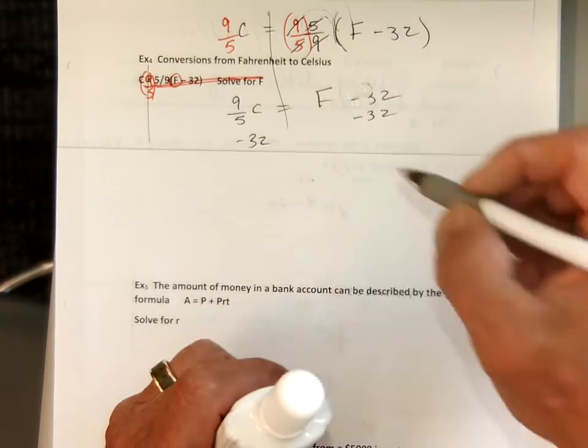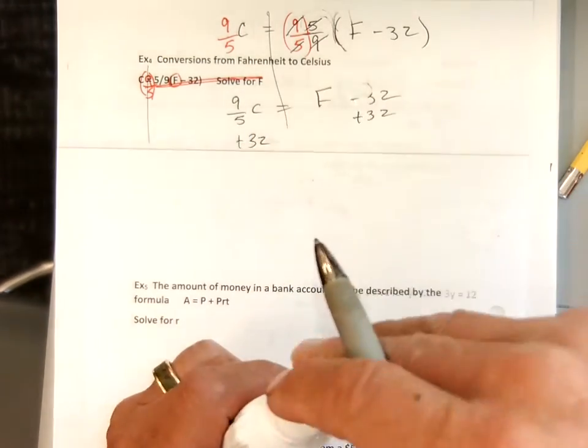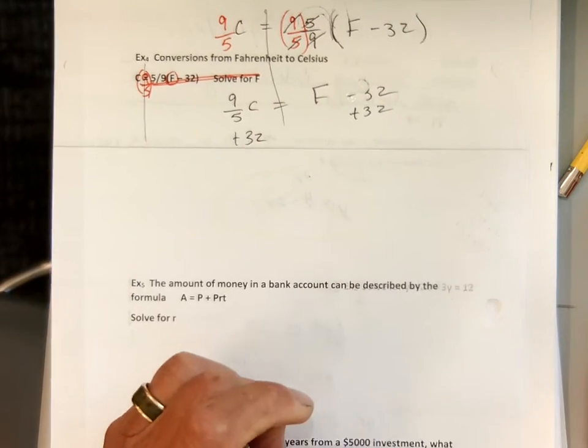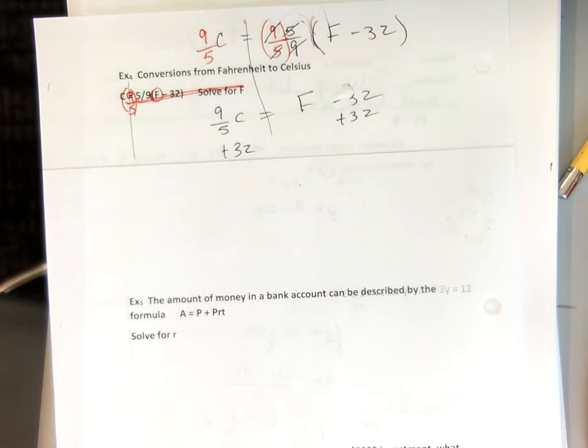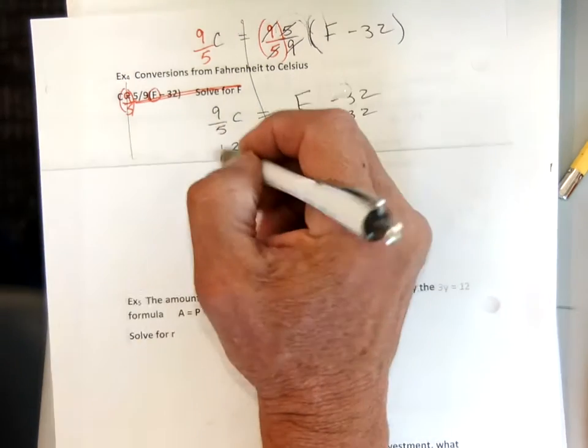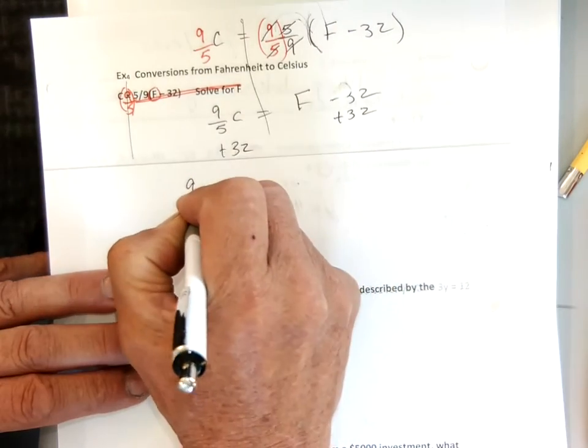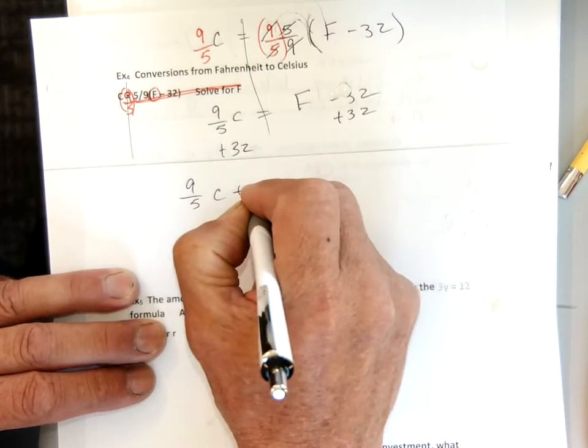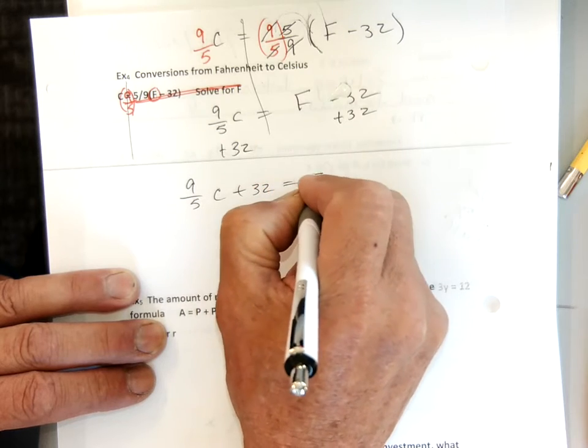How about plus 32, Maisie? Is that better? Yes. Okay, now, what is 9/5 C plus 32? You can't really add them at all. So we're just going to call it 9/5 C plus 32. So our answer: 9/5 C, you cannot add these, 9/5 C plus 32 equals the Fahrenheit.